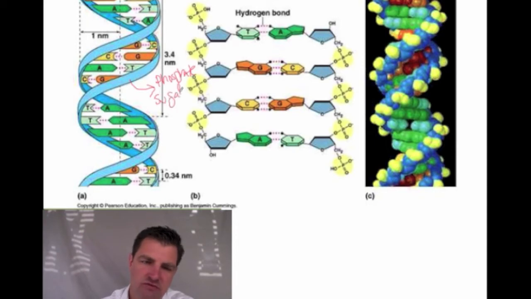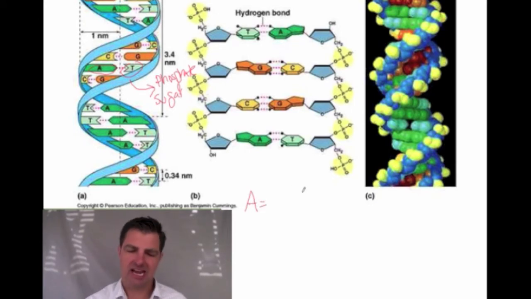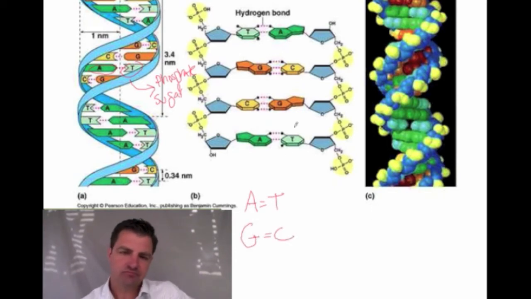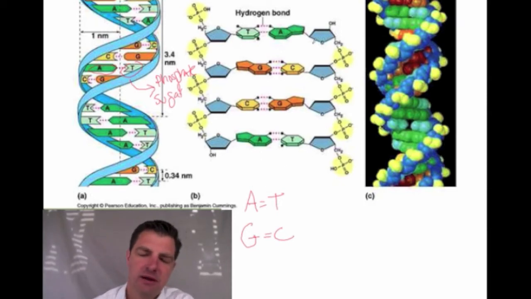And the reason they do that is because what's really important here is the nitrogenous base. So what we find is that in DNA, adenine will always pair up with thymine, and guanine will always pair up with cytosine. And the sequence of these ends up being important because this is going to be the genetic code that allows me to code for proteins. That's what we're going to talk about coming up later on.